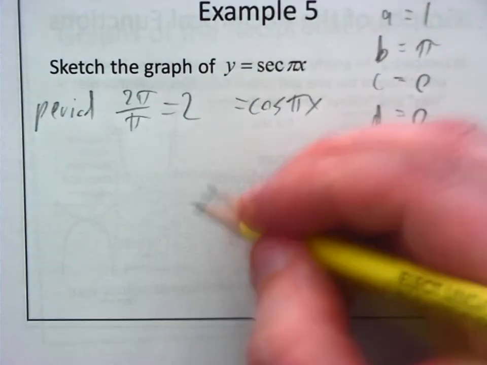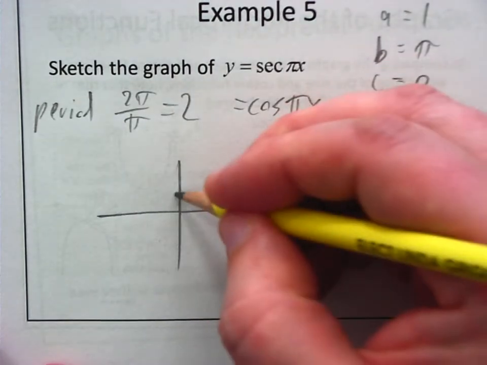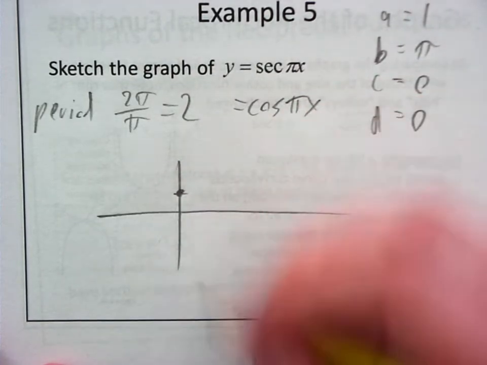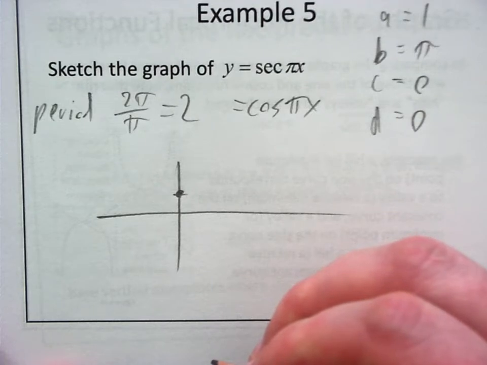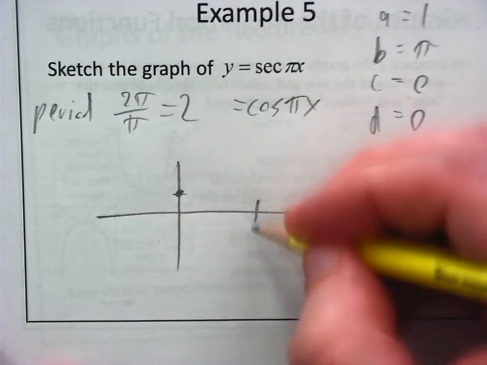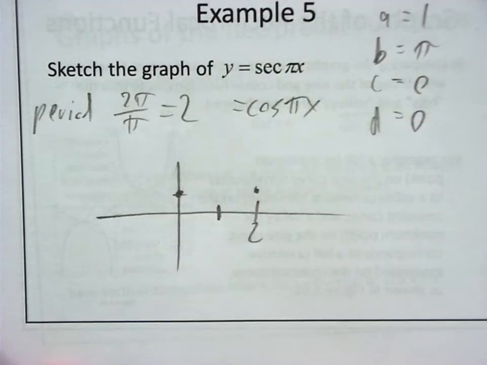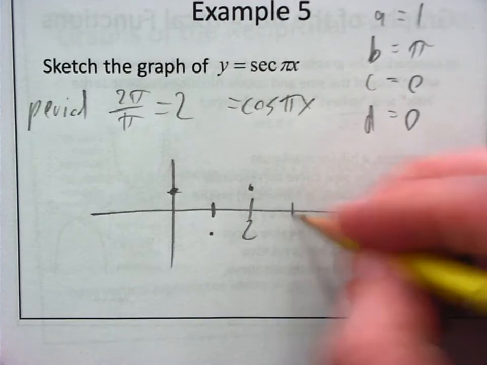So when I go to graph this cosine, the amplitude is still 1, so it's still going to go up and down 1. There's no phase shift, no vertical shift. So this thing's going to start up here at just 1. Okay? When will it be up at 1 again? At 2. So I'm just going to put 2 out here somewhere and mark that point. Where's it going to be at for 1? Down at negative 1. And then just repeat.